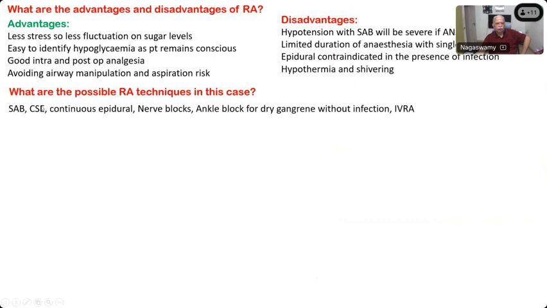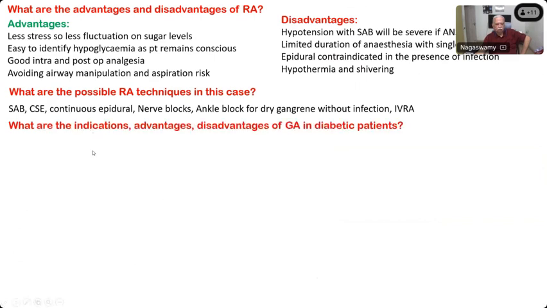So SAB, continuous, combined spinal epidural. Of course, epidural is going to be just kept in place but not activated. Continuous epidural, of course, if the gangrene and the infection is very severe, better to avoid that. Nerve blocks, ankle block for dry gangrene without infection, and intravenous regional analgesia. Okay, these are the possible techniques that you can think of.